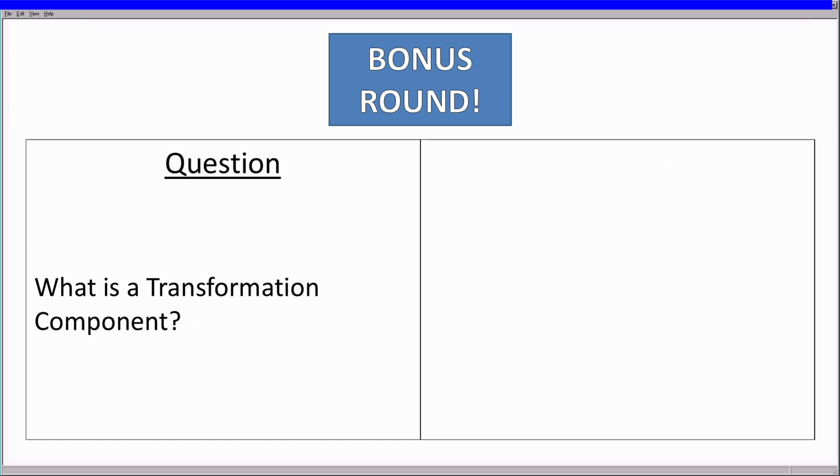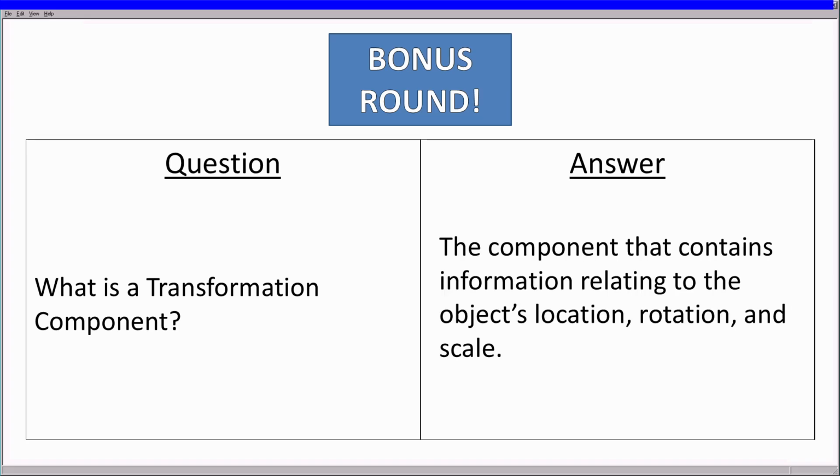What is a transformation component? The component that contains the information related to the object's location, rotation, and scale.